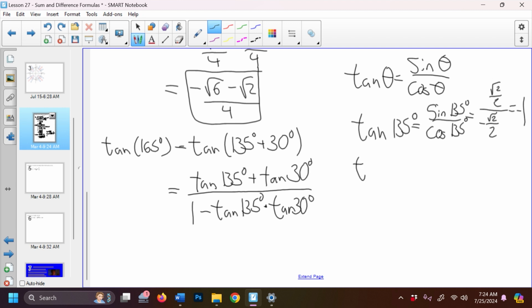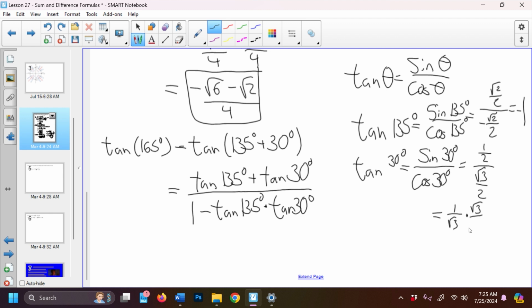The tangent of 30 degrees is equal to the sine of 30 degrees over the cosine of 30 degrees, and that gives us 1/2 over square root of 3 over 2, and my 2's cancel, which will give me 1 over the square root of 3. If we multiply that by square root of 3 over square root of 3, we get square root of 3 over 3 as our final answer. So the tangent of 135 is negative 1, and the tangent of 30 is square root of 3 over 3.